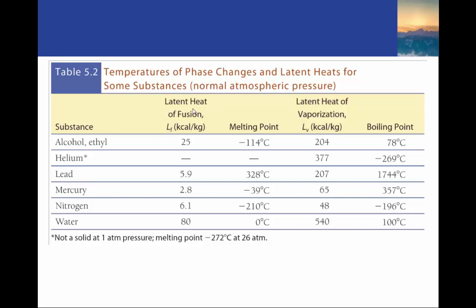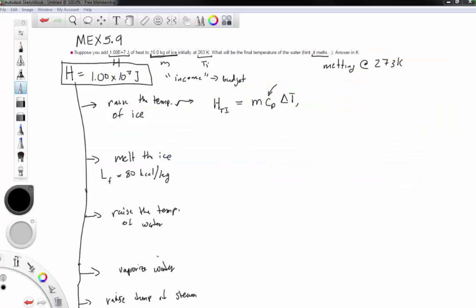In fact, I'm going to go ahead and, because I've got this table open, write those two down. This is in kilocalories per kilogram for both of these, and so you see that this is 80 for fusion, 540 for vaporization. Let's go ahead and write those down. So the latent heat of fusion goes with melting, and so I'm going to write that here. Latent heat of vaporization would go here, and that was 540 kilocalories per kilogram.